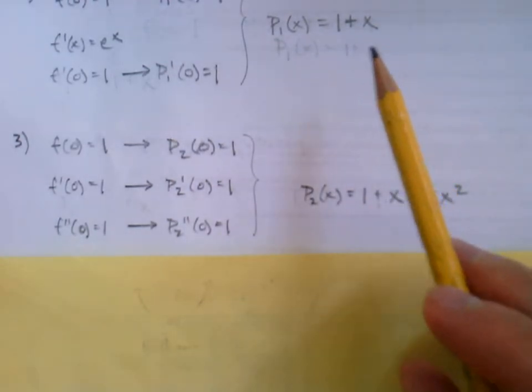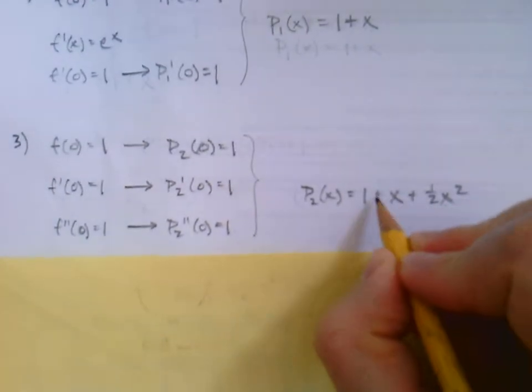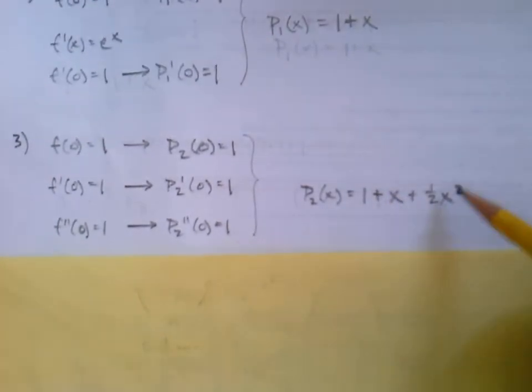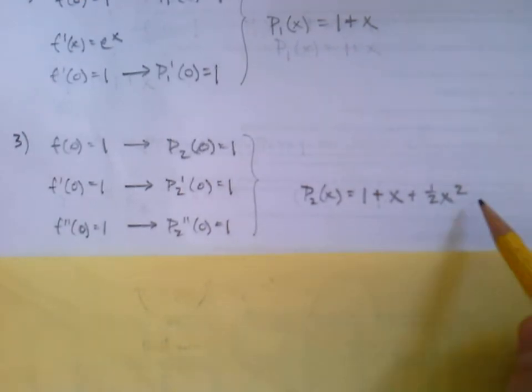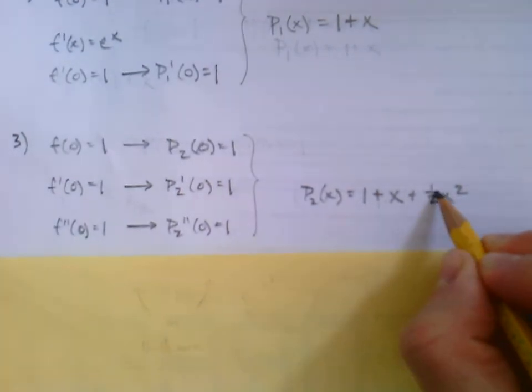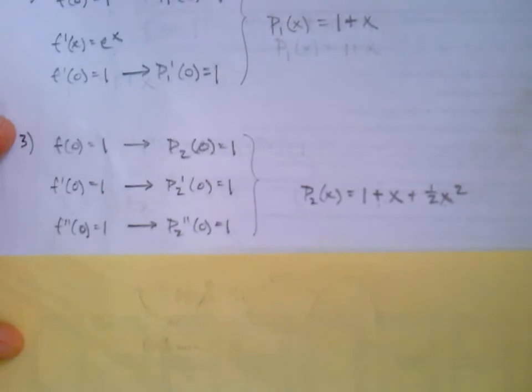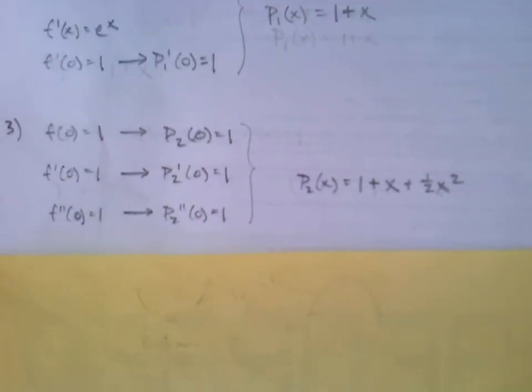And you notice the building pattern. That second degree polynomial builds on that first degree, which built on the 0 degree. It's like we're always just adding another term. So let's go to part 4.